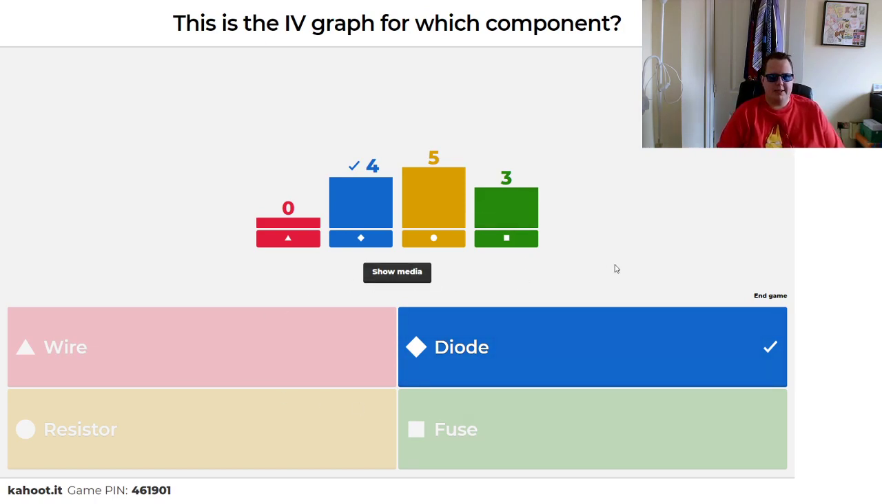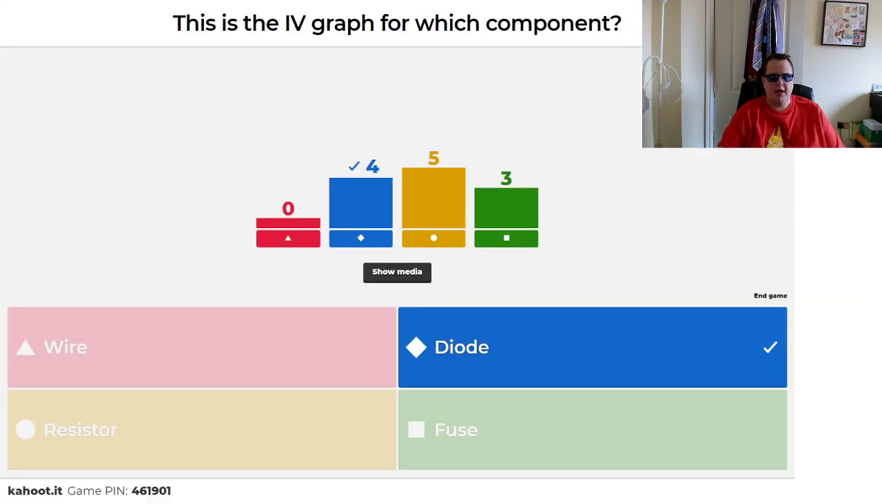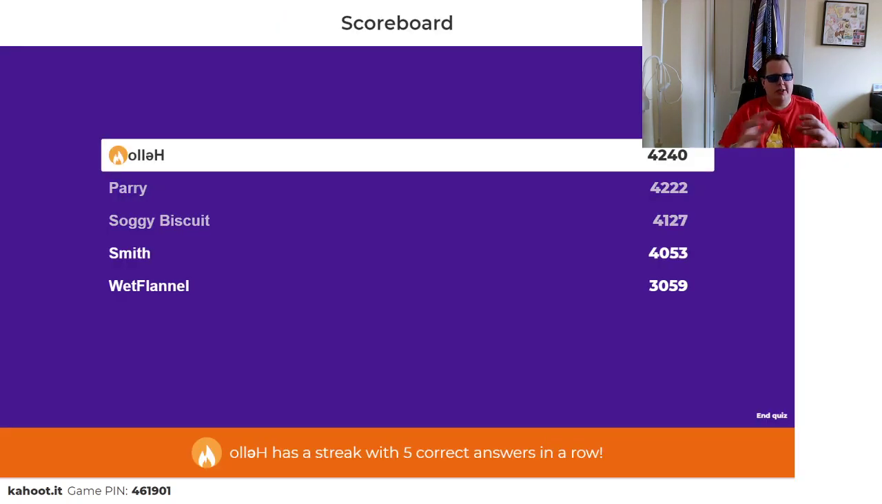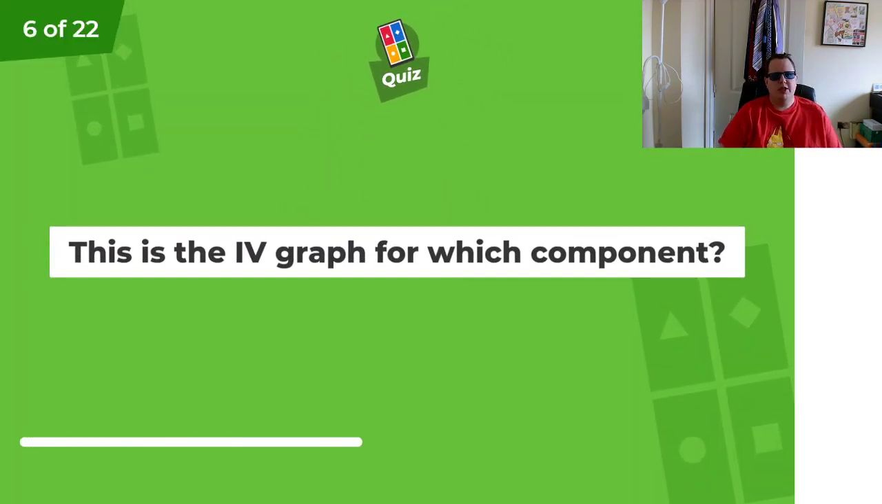Well done. That's the diode. Everyone correctly identified that. If we're in the negative direction, no current flows, and in the positive direction, very small current, until you get over a certain potential difference, then they conduct really easily. Hello is still top of the pile with an answer streak of 5. Smith is in second now, and Peter File is up onto the top 5. Question 6: which was this the IV graph of?